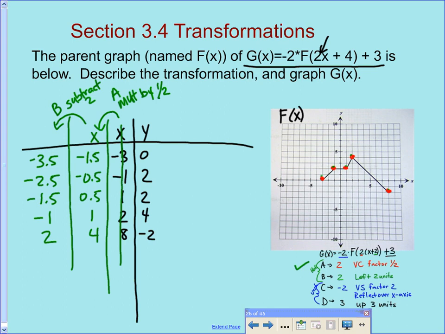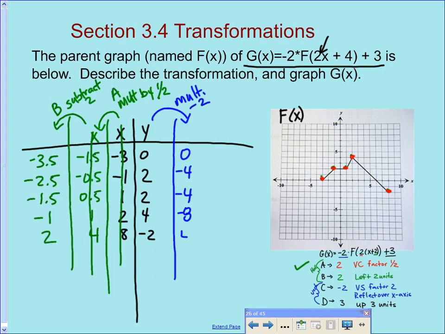And now I'm going to go through and take care of the vertical piece. So that's going to be changing my y values. So we have our x values. So our y values, the first thing is I have a vertical stretch by a factor of 2 and a reflection over the x-axis. So what that means is that I just need to take this y value and multiply by -2 to come up with a new y value. When I do that, I get 0, -4, -4, -8, and 4. All right, those are my new y values. These are no longer good.